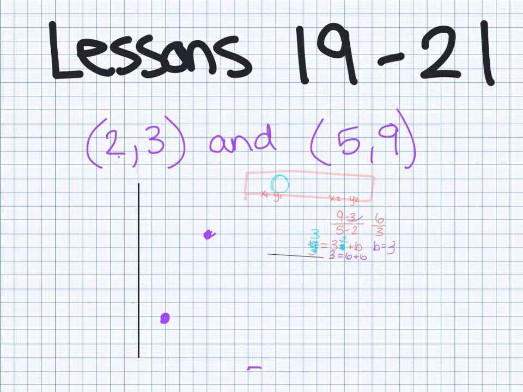So we know that my slope was 3. We got that from my slope formula. And we know my y-intercept is -3. So my equation is y equals 3x minus 3.